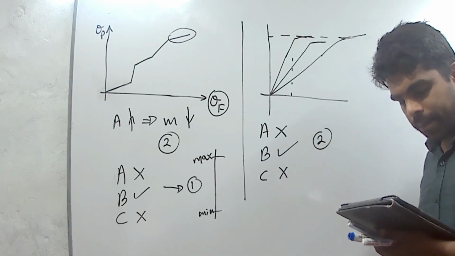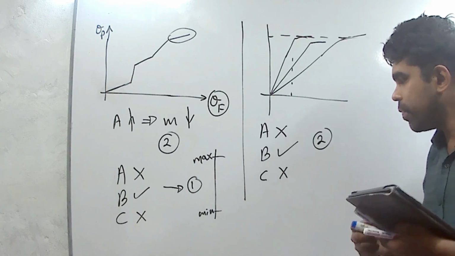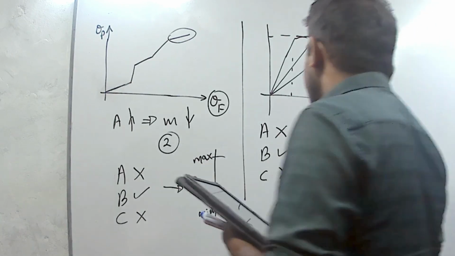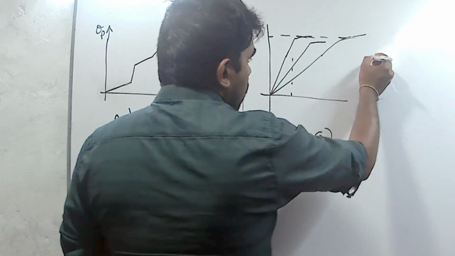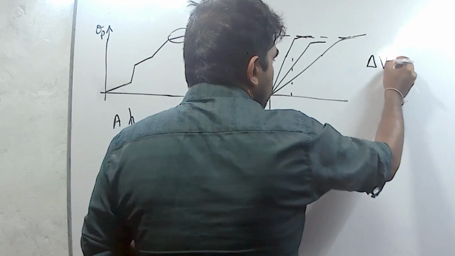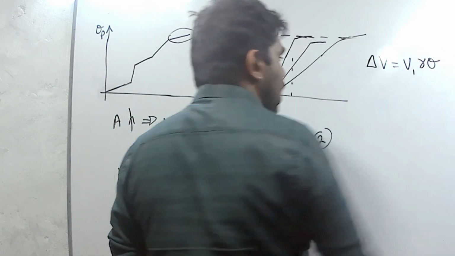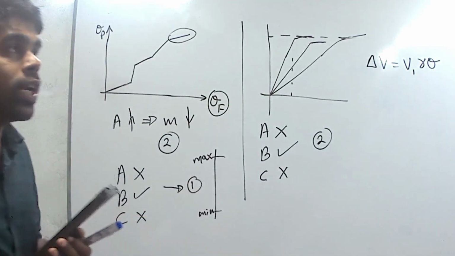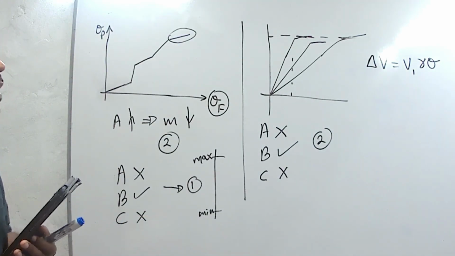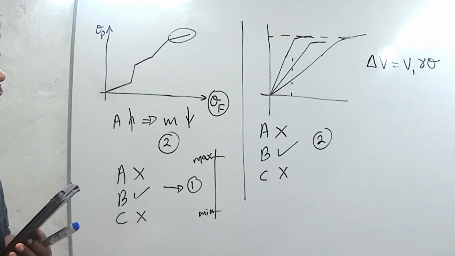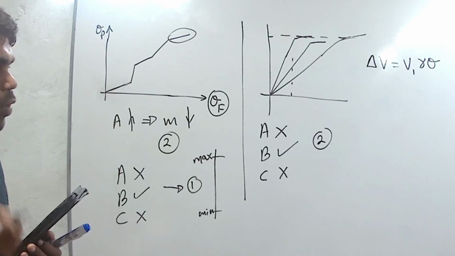Then there is an initial volume. We know that change of volume is V1 gamma theta. We have to consider that only mercury is expanding. It means gas is not expanding. We have to consider only mercury volume.